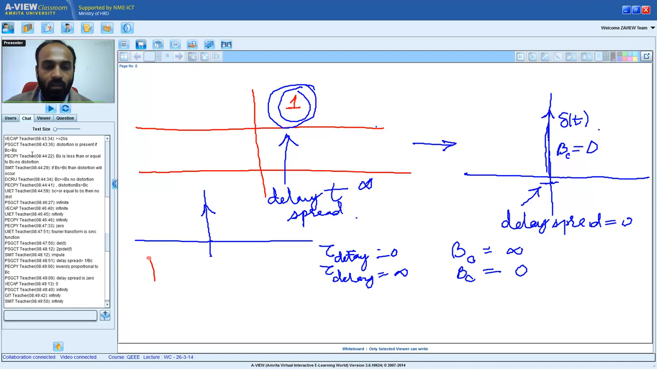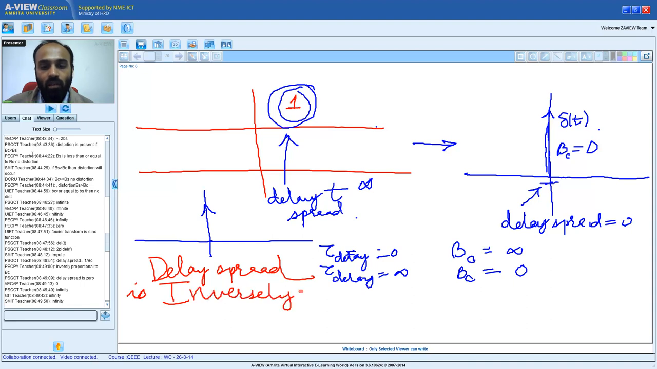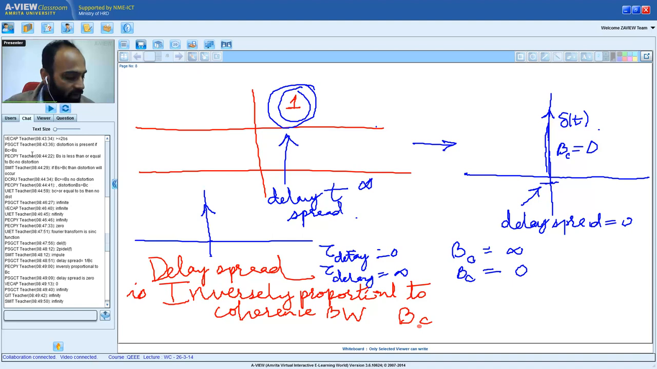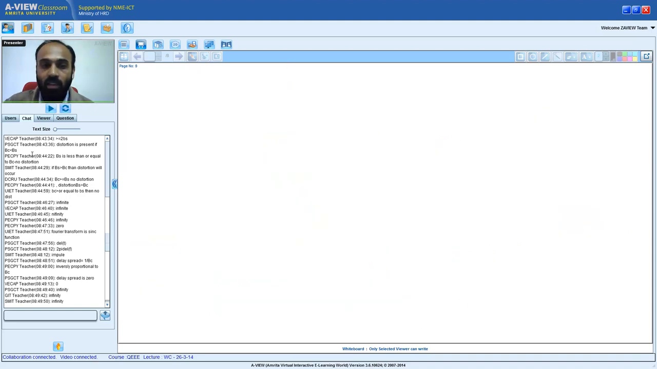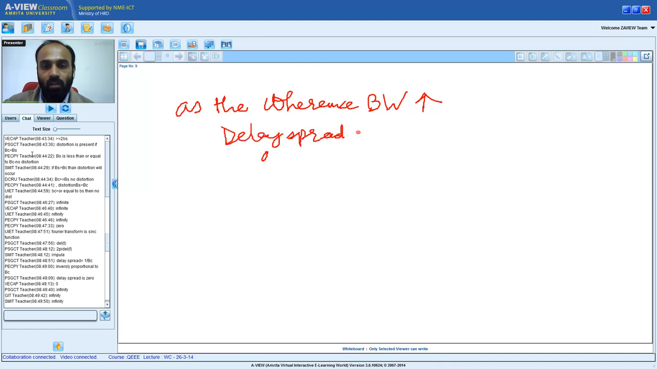Delay spread is inversely proportional to the coherence bandwidth. As the coherence bandwidth increases, what happens to the delay spread? The delay spread decreases. As the coherence bandwidth increases, the delay spread decreases.